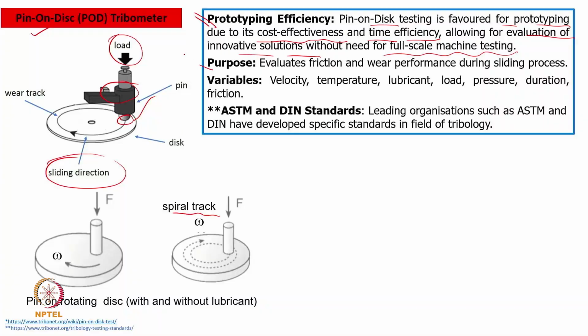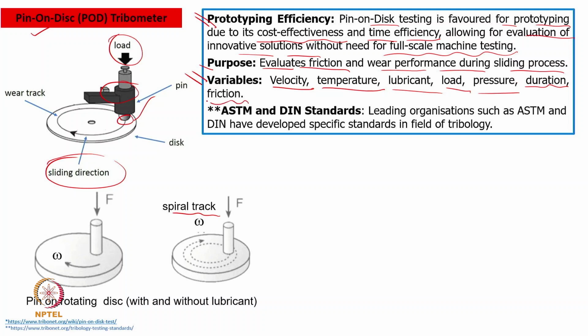So what is the purpose? To evaluate the friction. Even though we are using the word testing, we are also evaluating friction, but we are giving more weightage to the wear. So the purpose is to evaluate friction and wear performance during the sliding process. What are the variables? We can vary the velocity, the temperature, the load, the lubricant pressure, and the time duration. I can fix 60 minutes, 90 minutes, 1 hour.